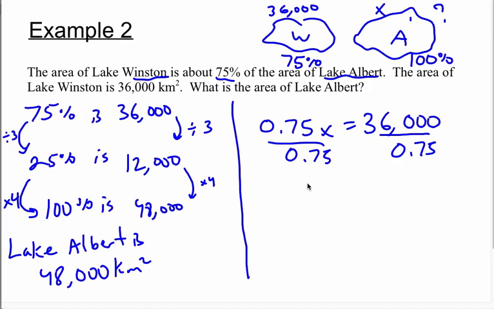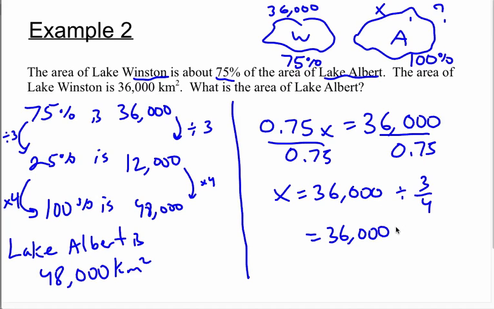You can do that without a calculator too, because 0.75 is just 3/4. So that equals 36,000 times 4/3. So again, you're going to have to divide by 3 and multiply by 4, which is exactly the operations that we did over here. So if I divide by 3, I'll get 12,000 here. And 12,000 times 4 is 48,000. Just like we had with method 1.